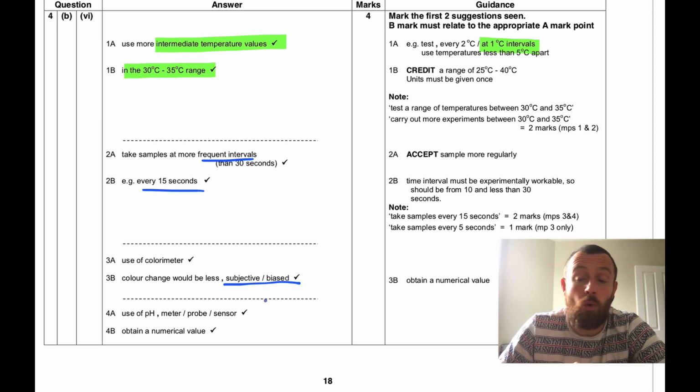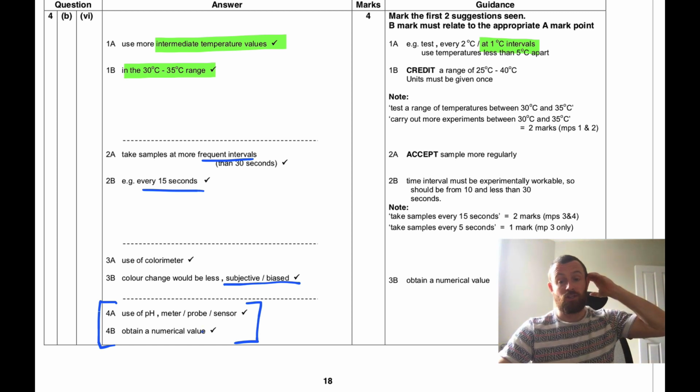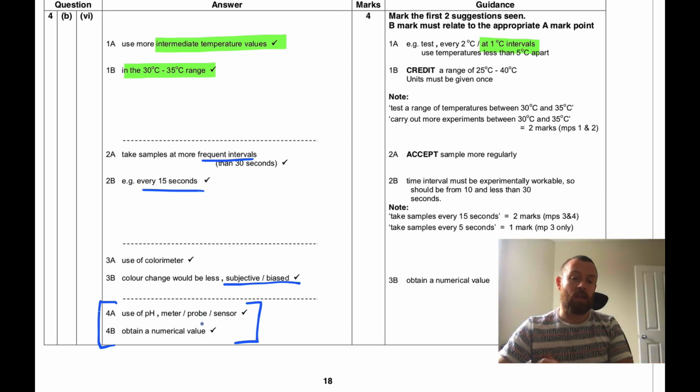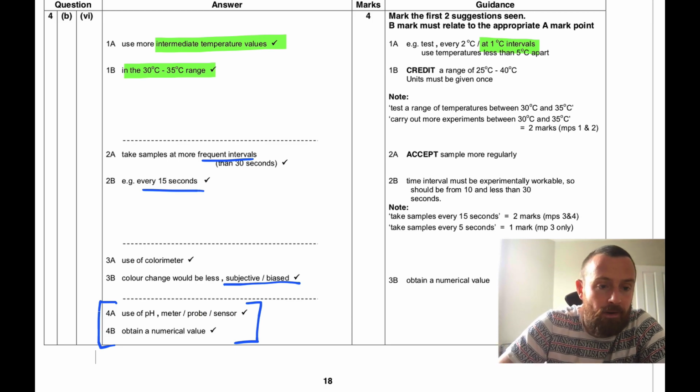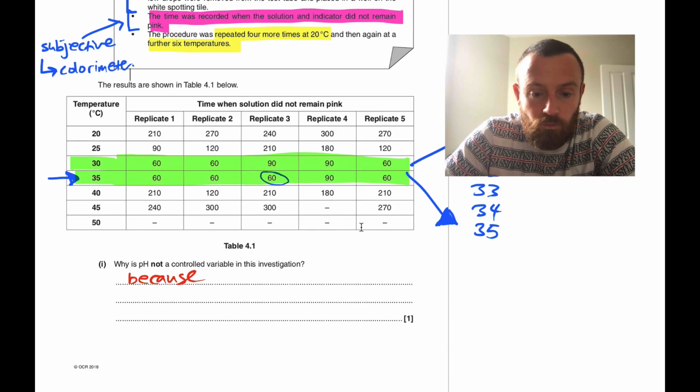Or we could just do away with the whole indicator thing entirely and use a pH meter to obtain a numerical value for the pH, and then we could accurately measure when the pH drops below 8.3 with a bit more precision. Okay. All right. On we go.